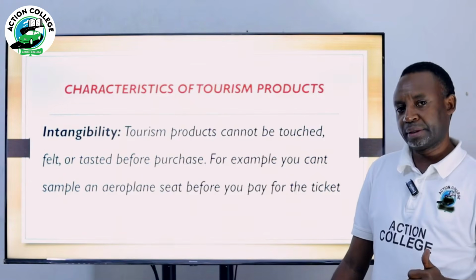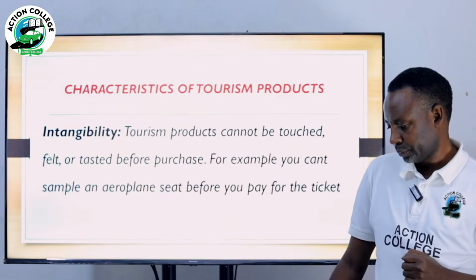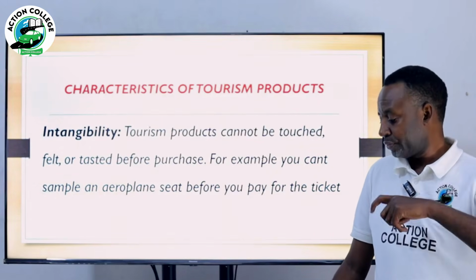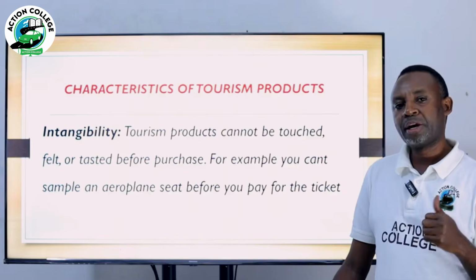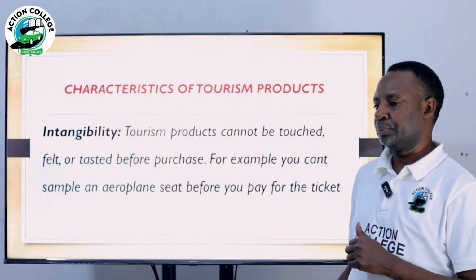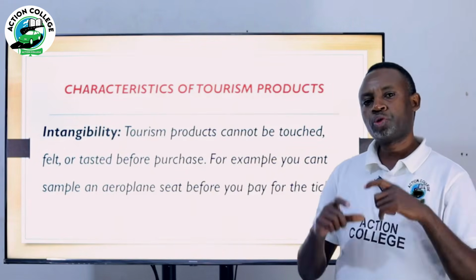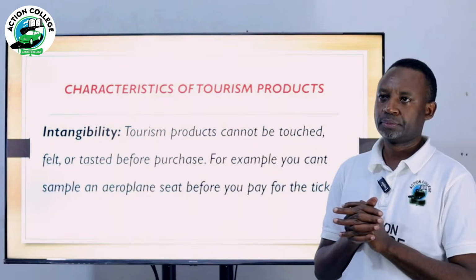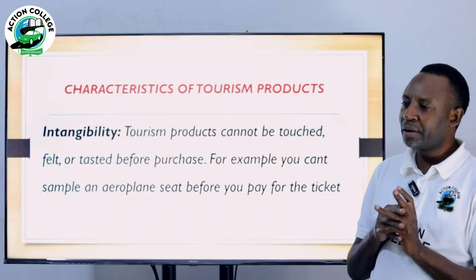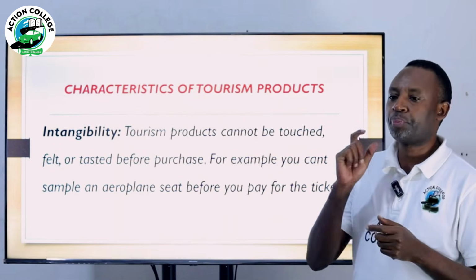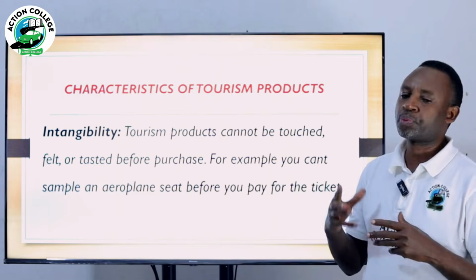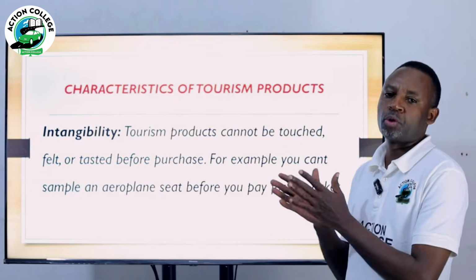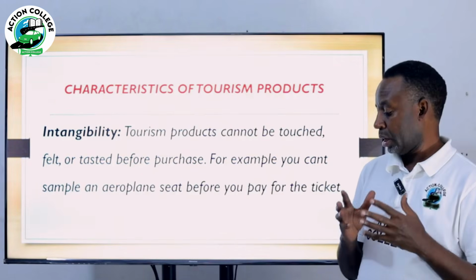From that, we are going to look at characteristics of tourism products. For a tourism product to be called a tourism product, it has to have these following characteristics. Number one, intangibility. Tourism products cannot be touched, felt, or tested before purchase. You cannot really test a tourism product before you pay for it. And most of these products are just services. They're not tangible. It's not like you go and buy a computer, which you can touch. It's not a tangible product.